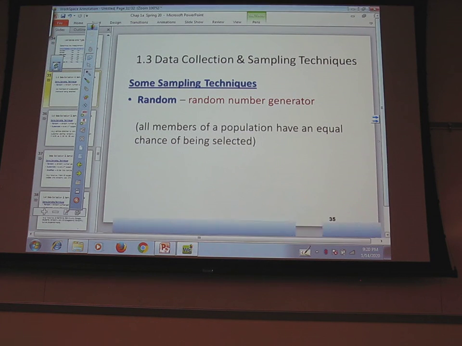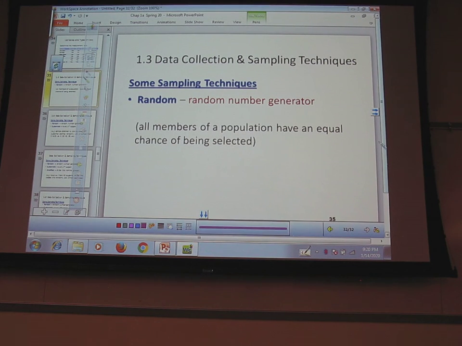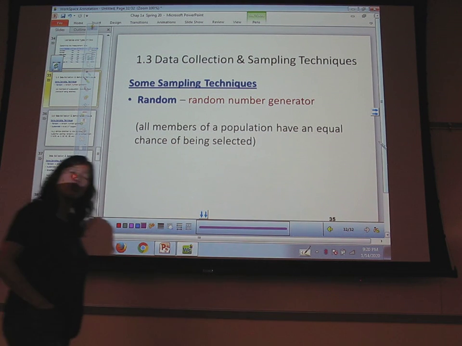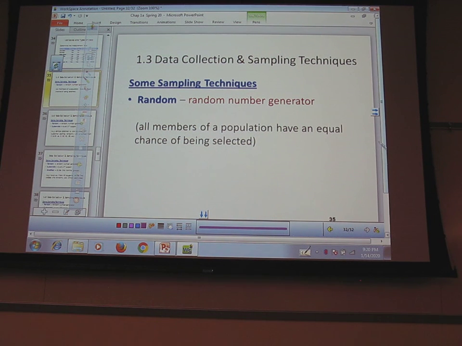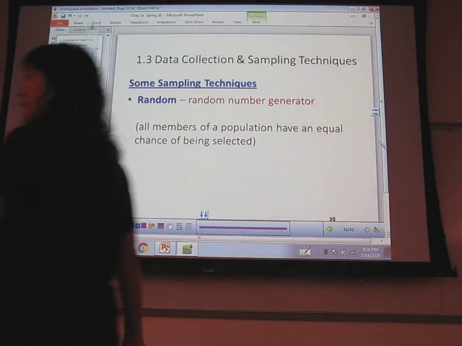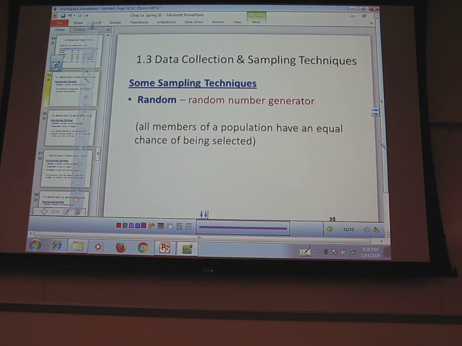Now we're going to talk about data collection and sampling distributions. So first off is random. If you use a random number generator and randomly pick people from the population, every single person in the population has an equal chance of being selected. So that's the best and ideal situation, but not always possible.